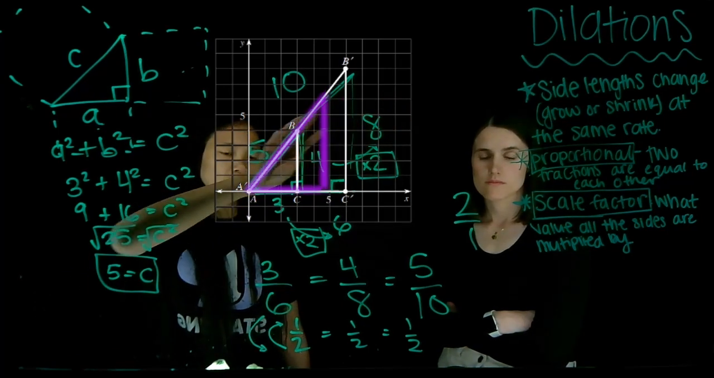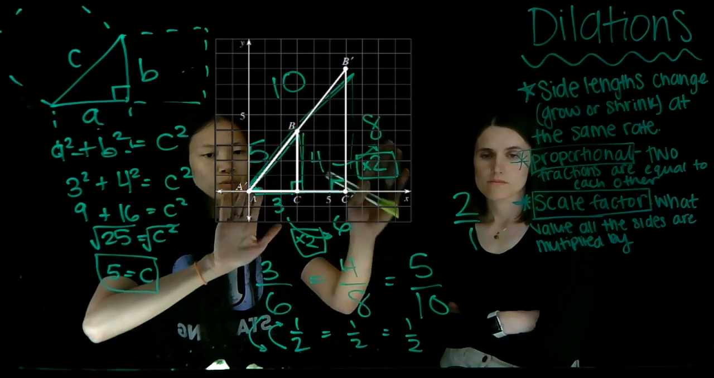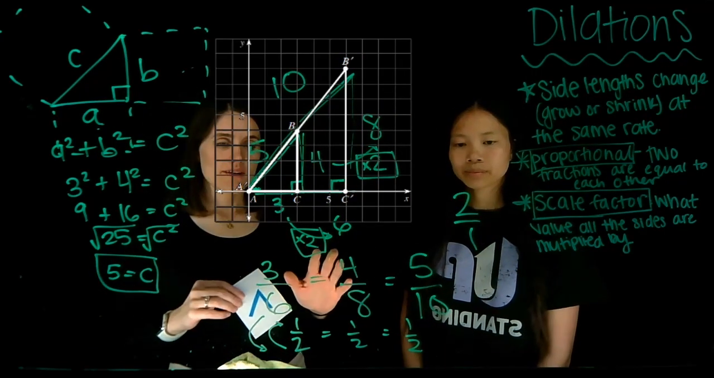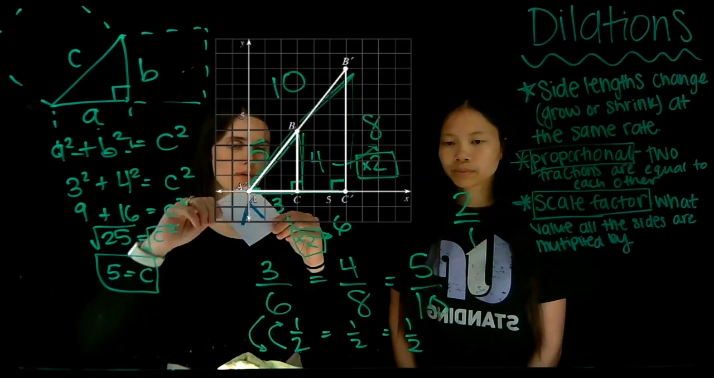Or if I'm going down, shrinking by 1/2, or am I enlarging, multiplying by 2? It just depends on which way you're looking at it. So now that we have talked about what the side lengths look like when we dilate something, let's talk about what happens to the angles.